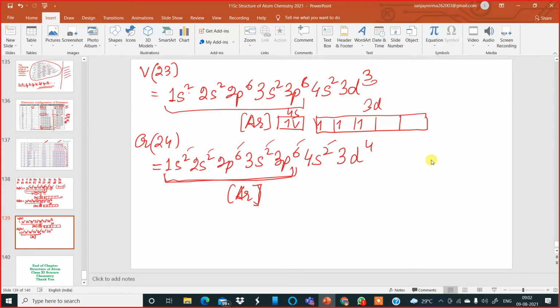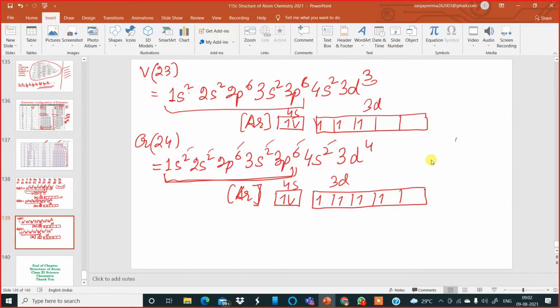After that there is 4s. Now 4s orbital has 2 electrons. Okay, and the 3d orbital has 4 electrons total. 3d subshell has 4 electrons in the 4 orbitals. 1, 2, 3, 4 and 5. So I'll put the 4 orbitals like this. 1, 2, 3, 4.